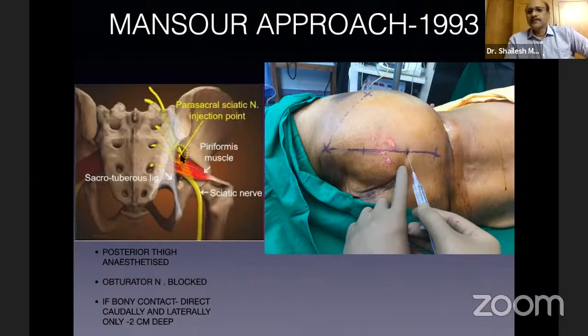So all hip surgeries I usually give in the same position. I give a lumbar plexus block at this level and then a sacral plexus block at this level, and all hip surgeries can be done only under these two blocks.